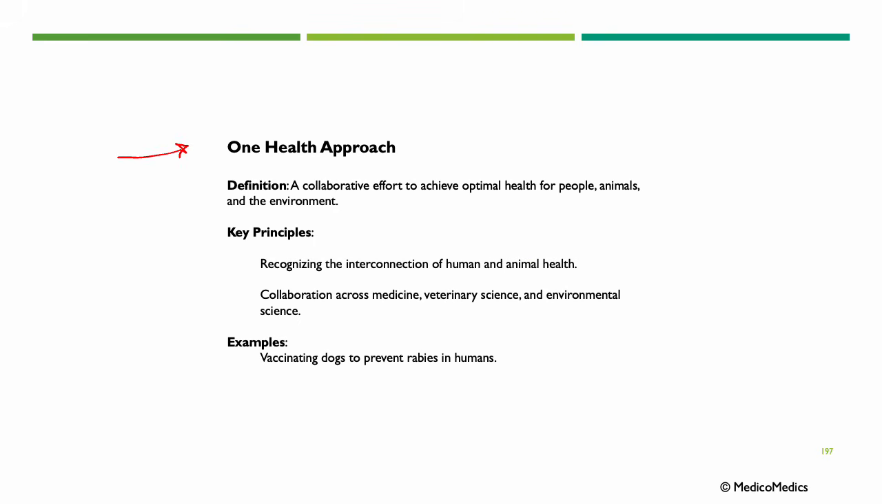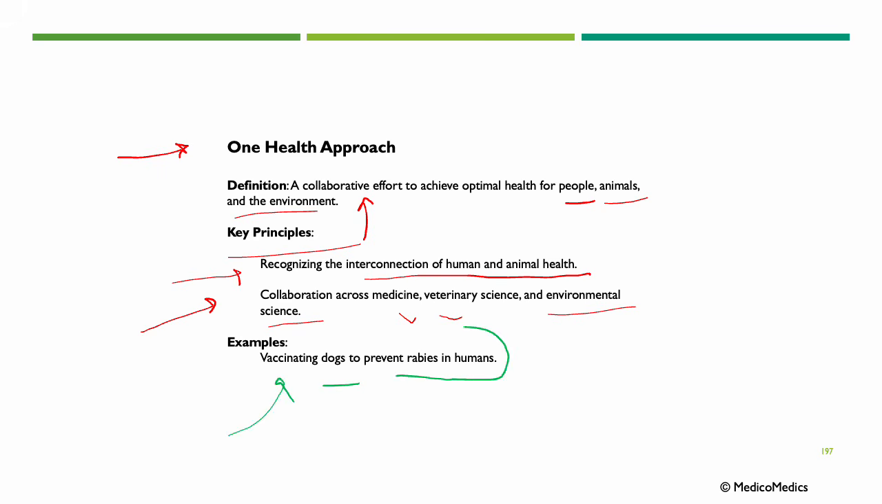Now let's mention the One Health approach. It is a collaborative effort to achieve optimal health for people, animals, and the environment. A key principle here is recognizing the interconnection of human and animal health. And the idea is to have an interdisciplinary collaboration between medicine, the veterinary sciences, and environmental science. An example of this would be to vaccinate dogs to prevent rabies in humans.